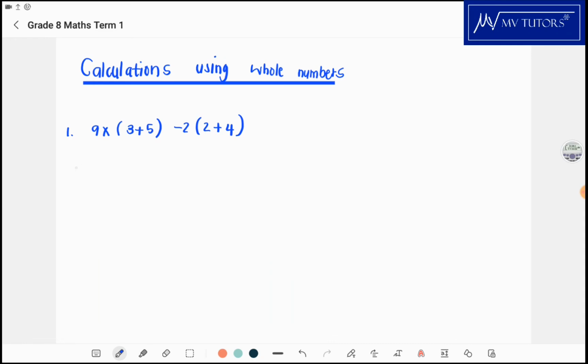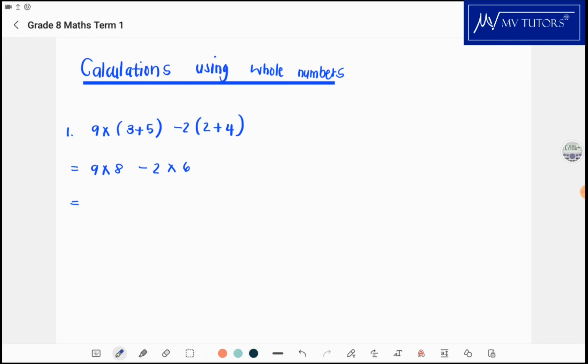So firstly, we're going to start with brackets. So we're going to say 9 times, what is 3 plus 5? That is 8. And then we're going to say minus 2 times, what is 2 plus 4? That is 6. And then 9 times 8.